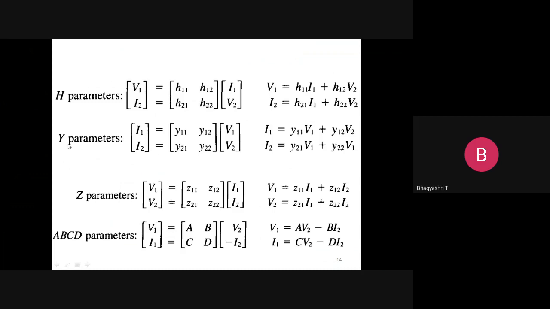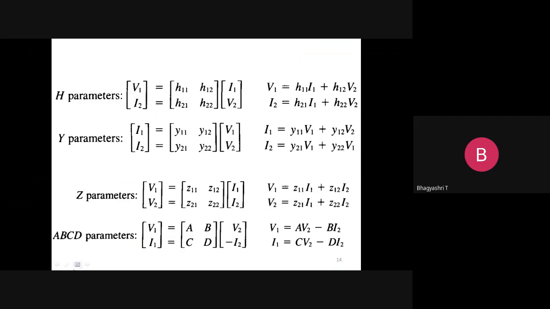Similarly, for admittance, admittance means current is equal to admittance into voltage. So this is the formula. Similarly, for I1 this formula is used, and for I2 this formula is used. Then the third one is the Z parameters. Z parameters means voltage is equal to impedance into current. So V1 is equal to Z11 I1 plus Z12 I2.